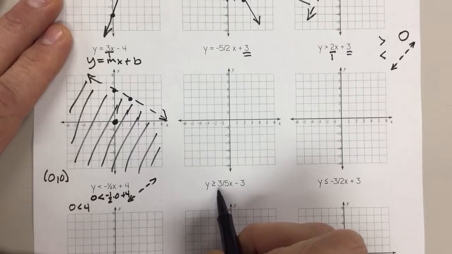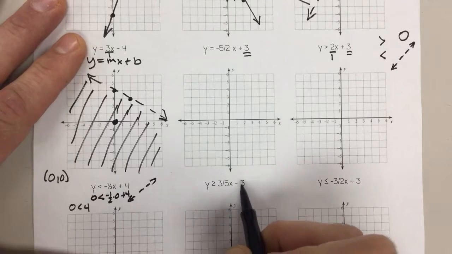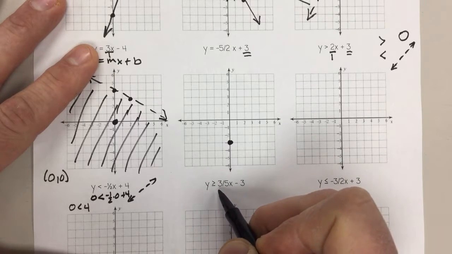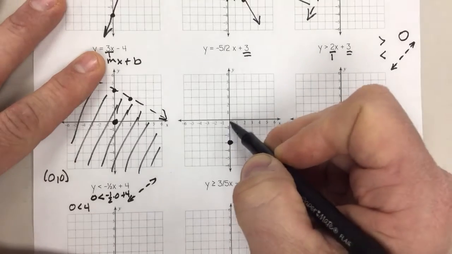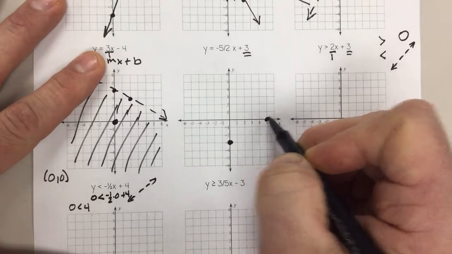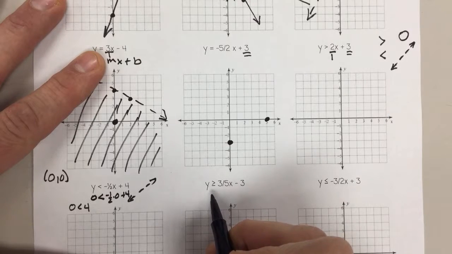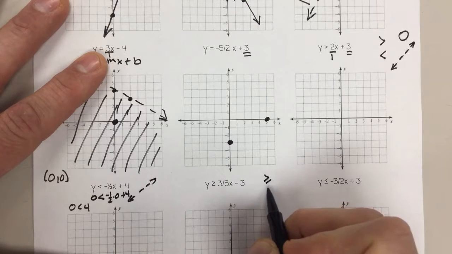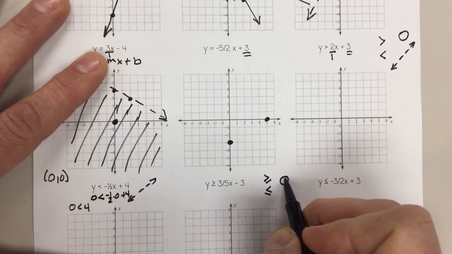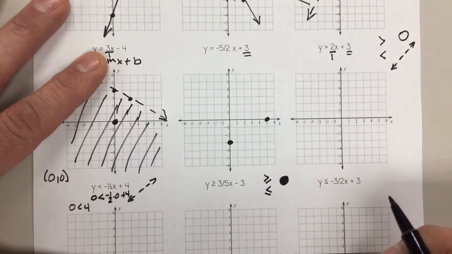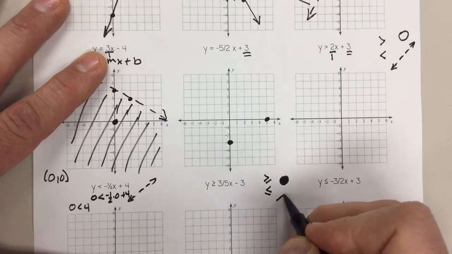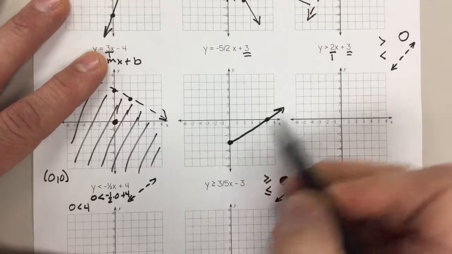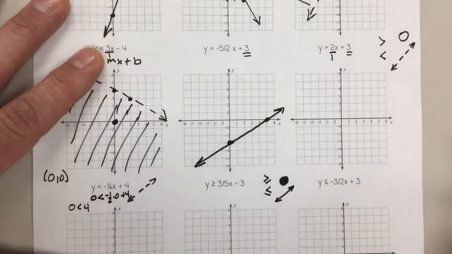y is greater than or equal to 3/5 x minus 3. Start at minus 3, our y-intercept. Our slope is 3/5, so I'm going to go up 3 over 5. Now, this time there is an equal sign as part of the inequality. And greater than or equal to and less than or equal to are like a closed circle. When we graph lines, a closed circle is just a solid line. So to graph this inequality, I just make a solid line.